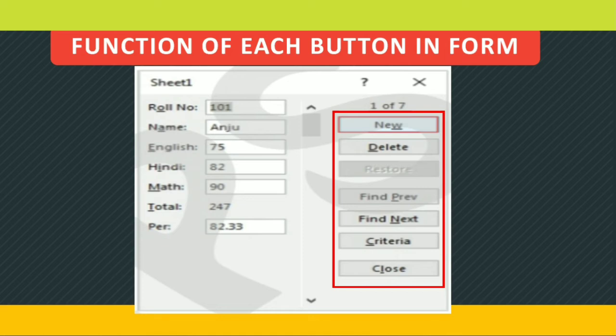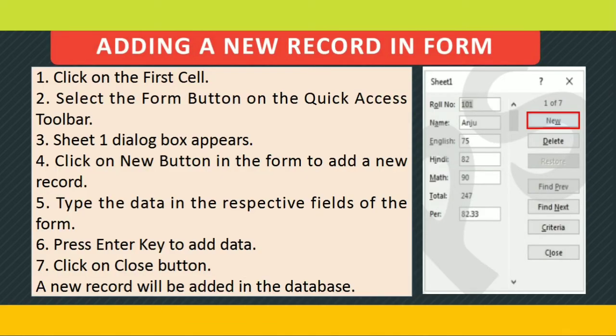Now we will learn how to add a new record in a form. So to add a new record, we will follow some steps. The first one is to click on the first cell. The first cell of an Excel sheet is A1. So we will click over it, then select the Form button on the Quick Access Toolbar. Then the Sheet 1 dialog box appears.